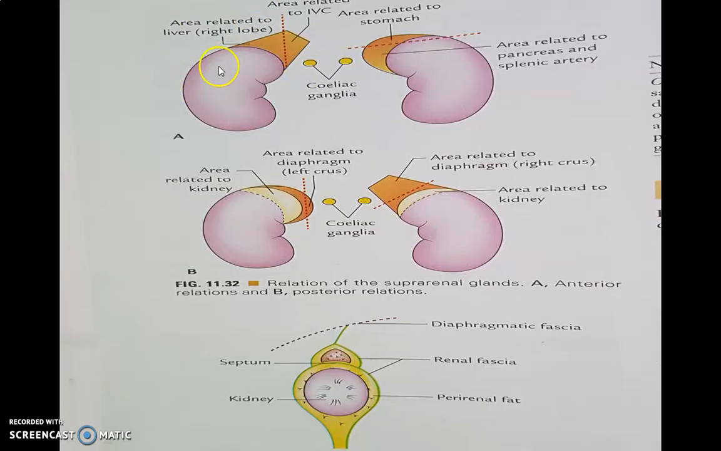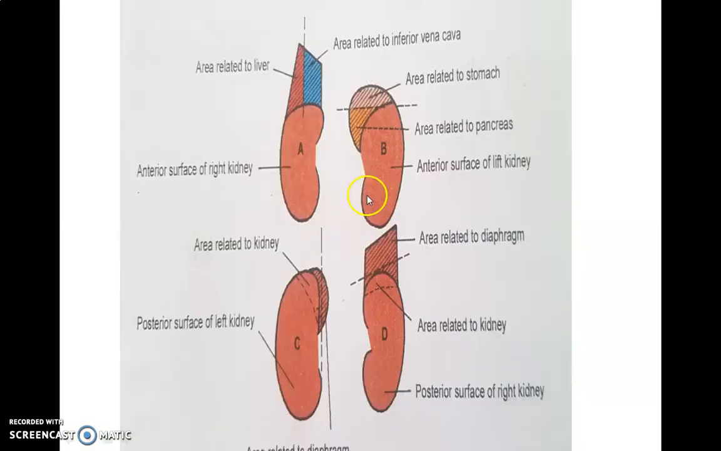Now the same figure shows the relation of the right suprarenal gland and left suprarenal gland. This is the left suprarenal gland posterior surface relation, and this is the right suprarenal gland posterior surface relation. Same figure, we have seen the relations of the right suprarenal gland anterior surface with inferior vena cava, liver, and in lower part the superior duodenal flexure. Posterior surface relation with the diaphragm and the kidney. Anterior surface of the left suprarenal gland, we have seen the stomach and the pancreas with splenic artery. Posterior surface relation with the diaphragm and the kidney.